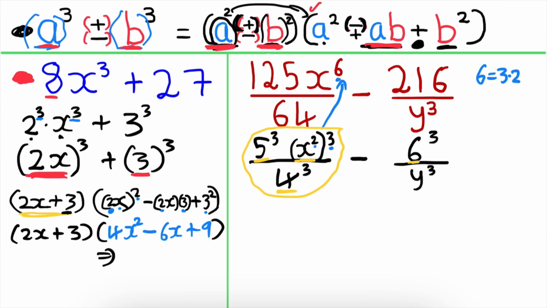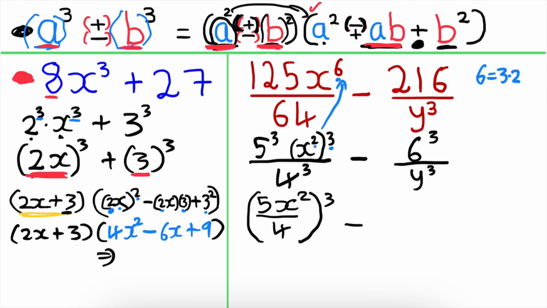Even on the second part, the 6 and the y, which are your bases, are going to be inside a bracket, and the 3 will be out. So my next step will have 5x squared all over 4, all being raised to an exponent of 3, minus 6 over y, all to the exponent of 3, based on the laws of exponents.